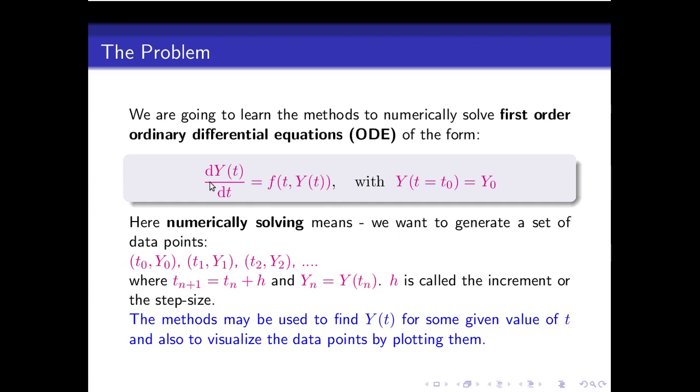a first order ordinary differential equation comes with one boundary condition, and that is given. This is an initial value problem. So it is given as y at t equal to t0 is equal to y0. This value is given at t equal to t0. So with this condition, we have to solve this differential equation.